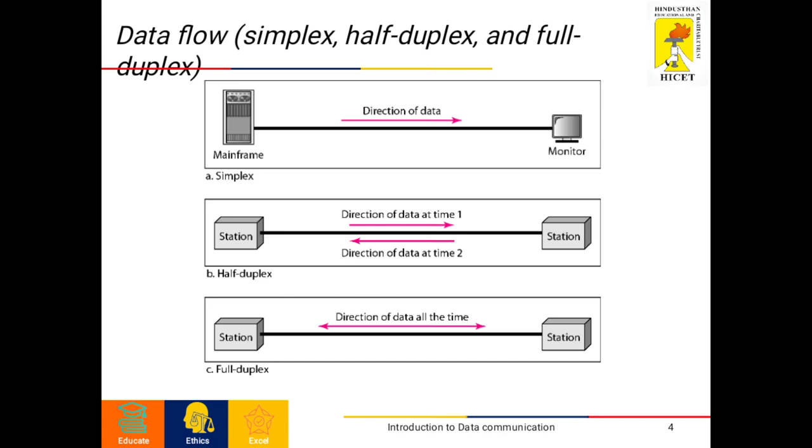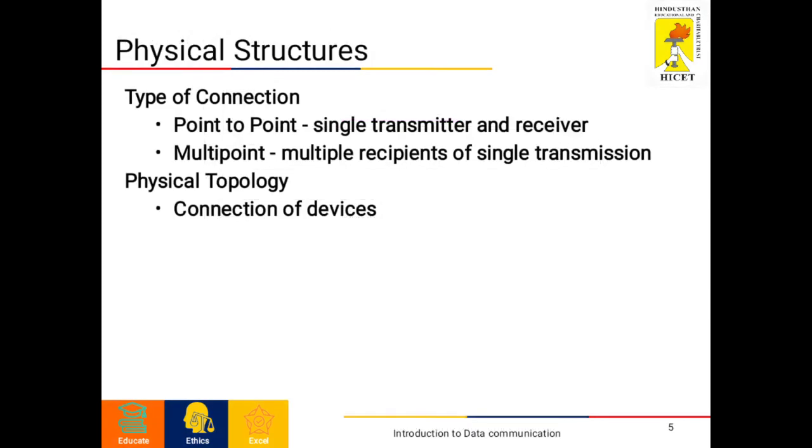Next we are going to see the physical structures. Take any network: a network is two or more devices connected through links. A link is a communication path that transfers data from one device to another. For communication to occur, two devices must be connected in some way to the same link at the same time. There are two possible types of connections: point to point and multipoint.